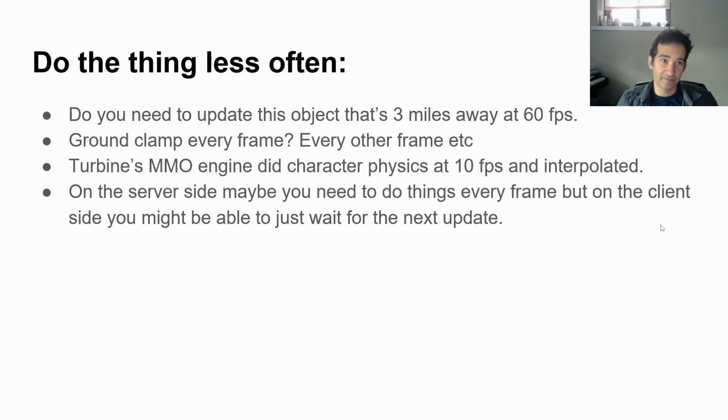So here's a couple more examples. Do you need to update an object that's 3 miles away at 60 frames a second? Do you have to ground clamp every frame? I think Turbine's massively multiplayer engine did character physics at 10 frames a second and just interpolated from previous frame to next frame. So that was one way to have a lot lower burden. Not everything needs to run at the same time step. Not everything needs to run at 60 hertz. A lot of people won't notice if you update at half that rate or a quarter of that rate, depending upon the system. Your AI system can certainly run at a lower frame rate.